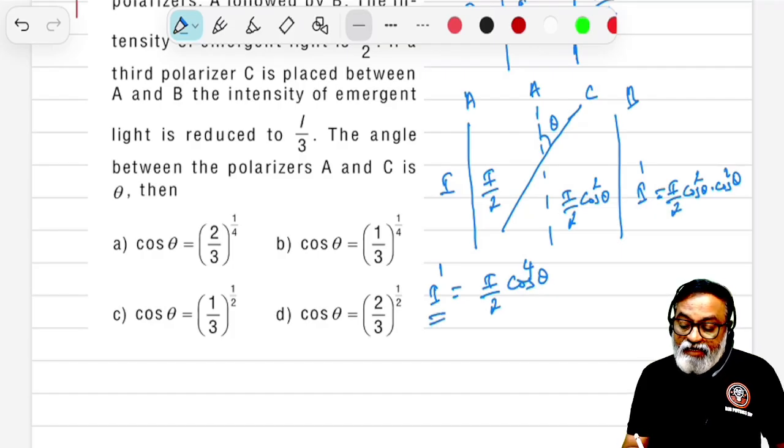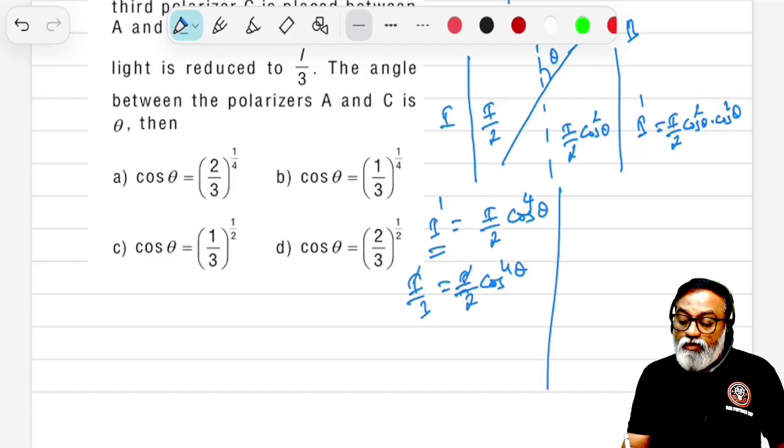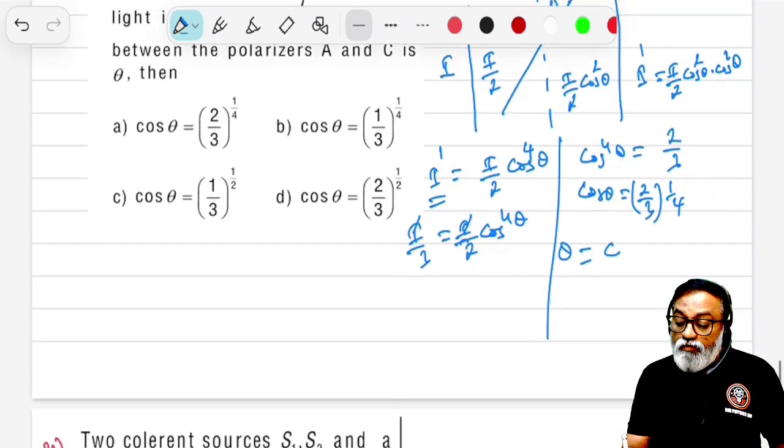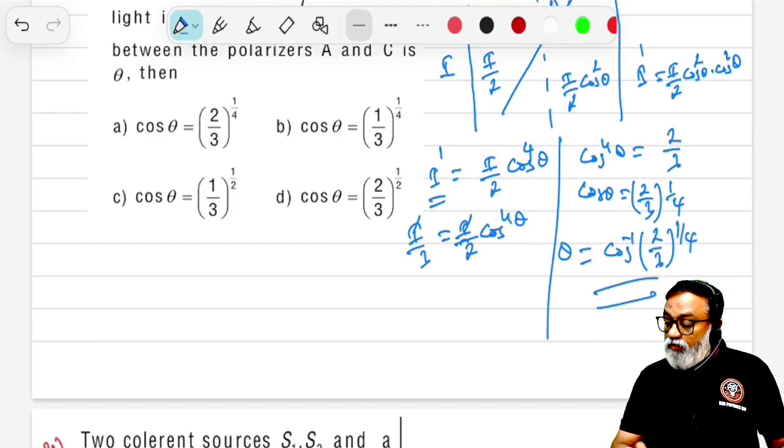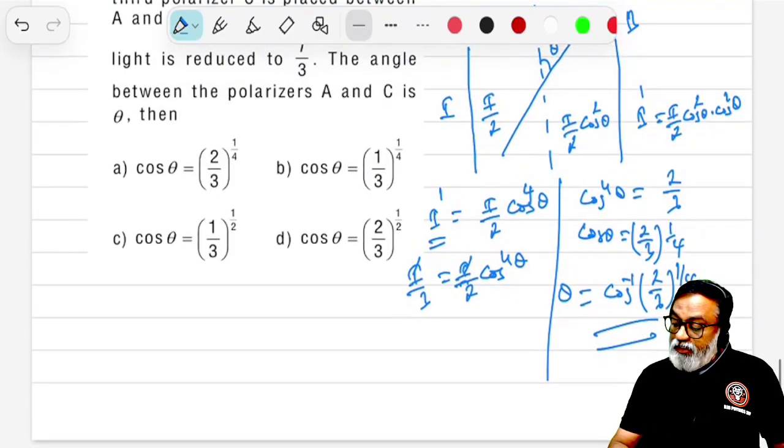But I dash is given as I by 3. I by 3 is equal to I by 2 cos to the power of 4 theta. I cancel. Therefore, cos to the power of 4 theta is equal to 2 by 3. Cos theta is equal to 2 by 3 whole to the power of 1 by 4. Therefore, theta is equal to cos inverse of 2 by 3 whole to the power of 1 by 4. Option A is correct.